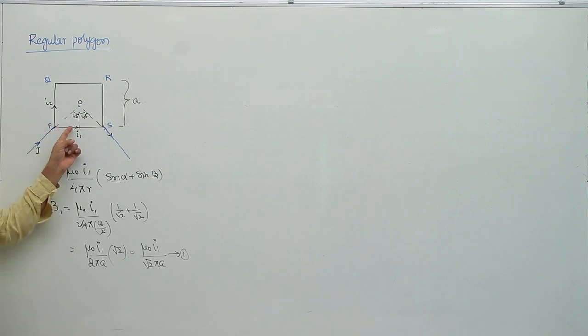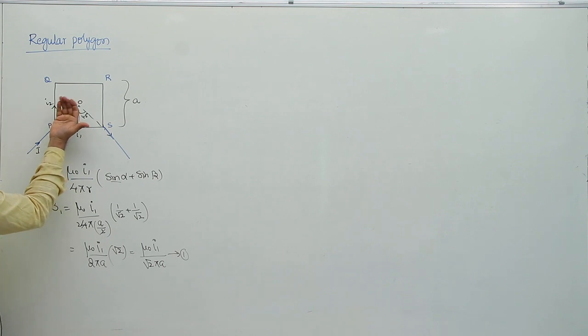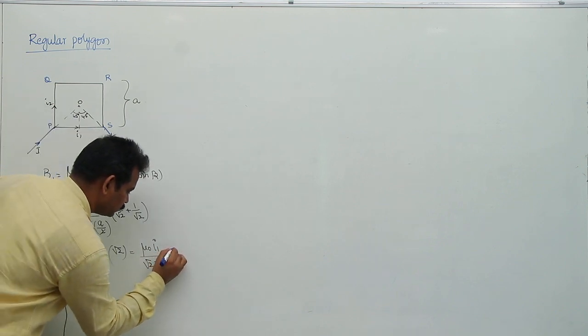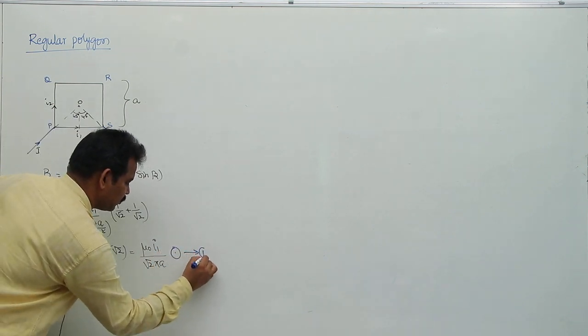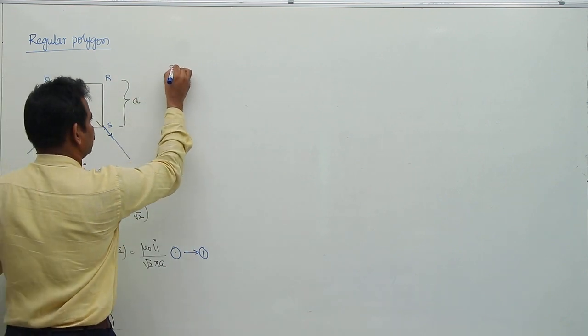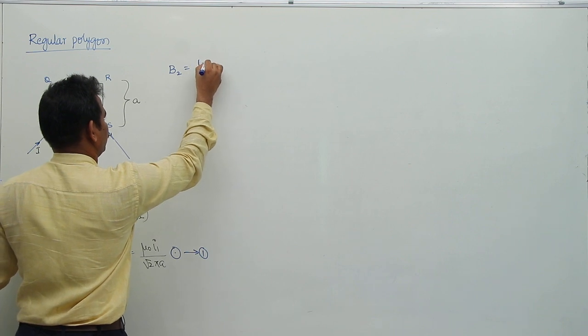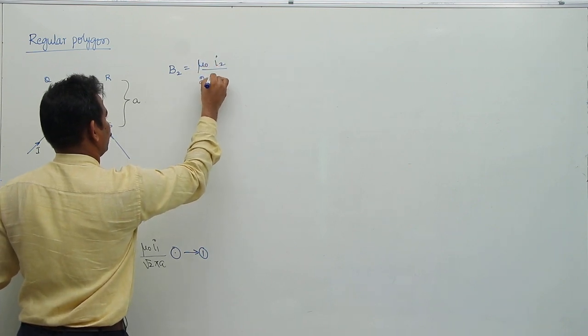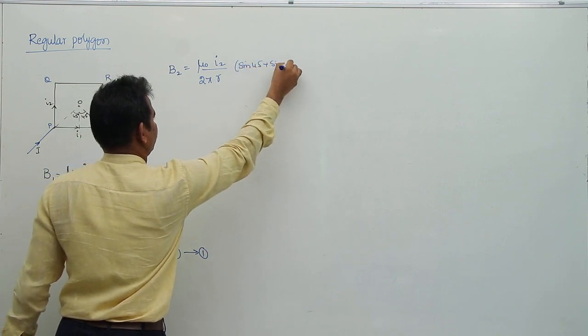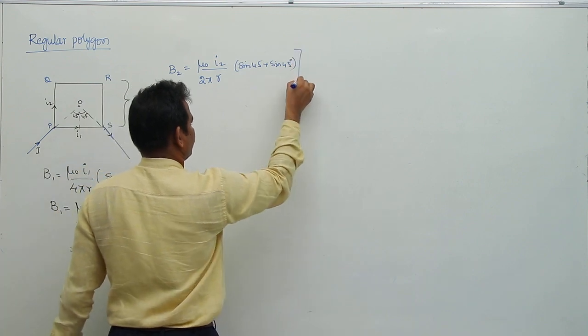But what is the direction of the magnetic field due to this wire at this point? As the current is flowing in this direction, the field is outwards. So here the field is outwards. So this is equation 1. Now whatever the magnetic field due to this wire, first, second, third, due to this section of the square, I am going to write with the blue color one. So B2 is equal to mu naught I2 by 2 pi r, sin 45 plus sin 45, into 3.